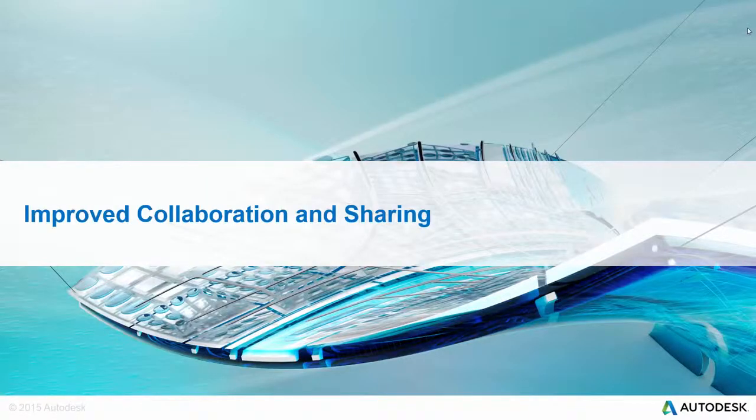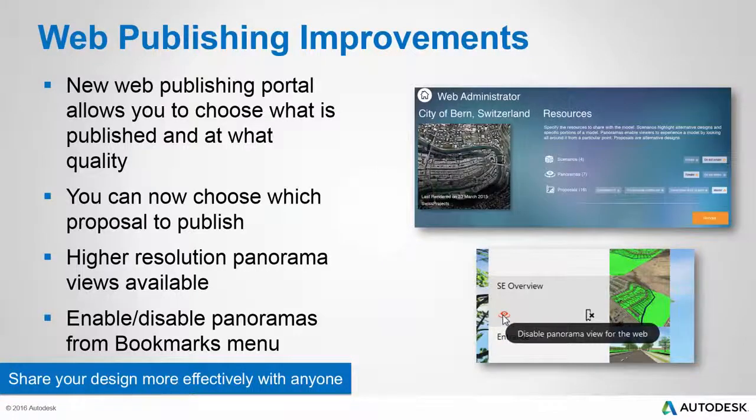The last area we're going to cover is improved collaboration and sharing. Hopefully you're aware that InfraWorks 360 has the ability to publish your models to the web in several different forms, making it easy to share them with anyone, anywhere. We've improved that capability by first adding this web administrator portal, which allows you to control what's being published to the web. And you can see your choices are scenarios, panoramas, and now proposals, which is another big capability that we've added. In the past, you could only publish the master proposal, but now we're giving you the control of publishing any proposal in the model that you wish.